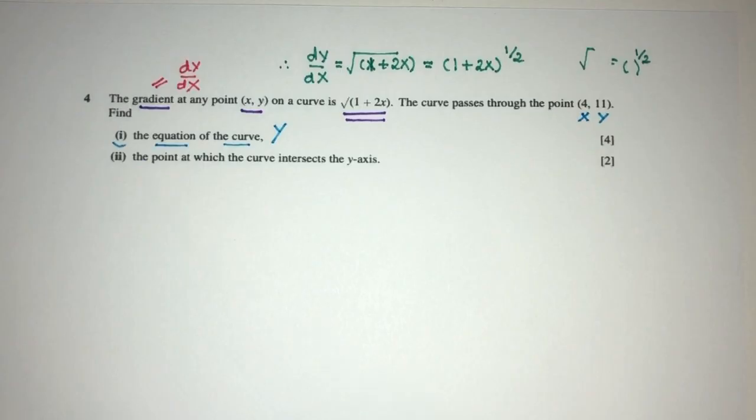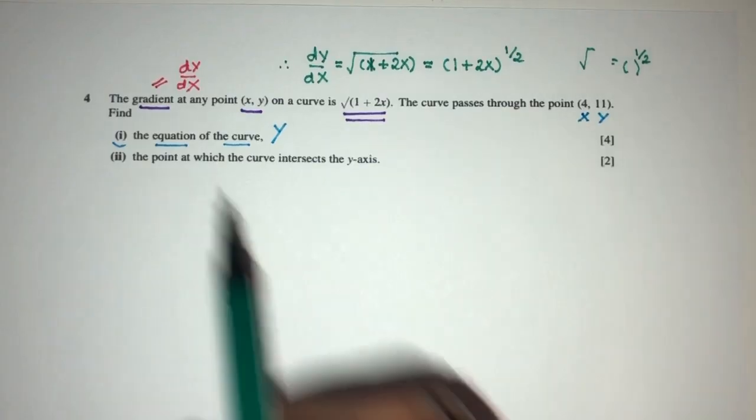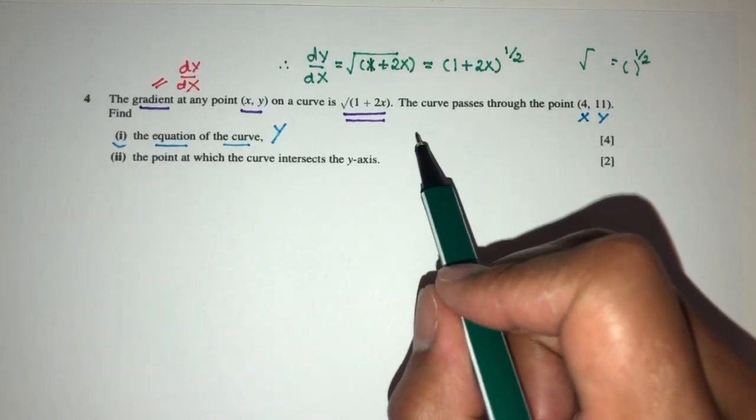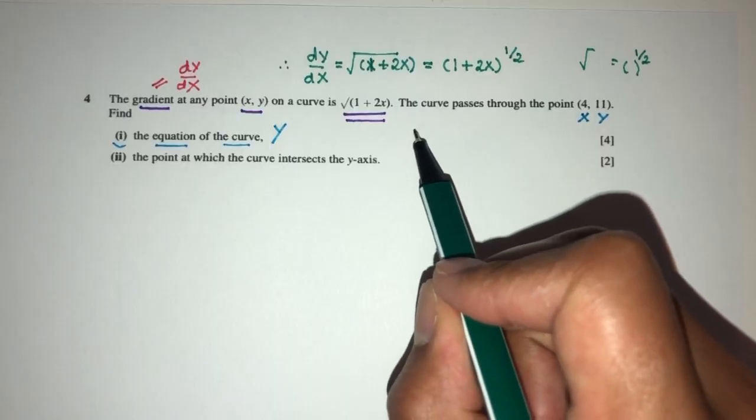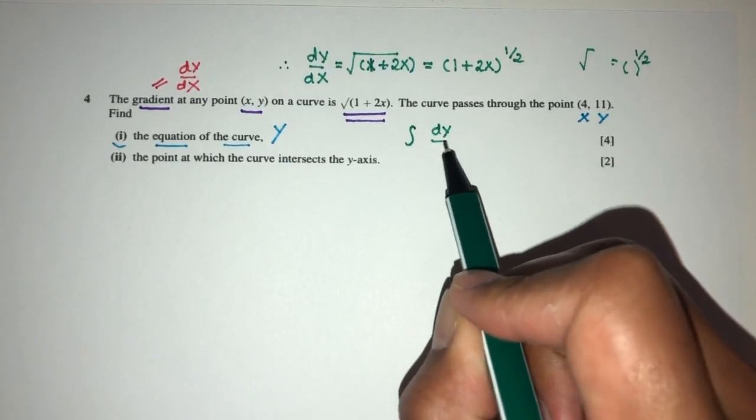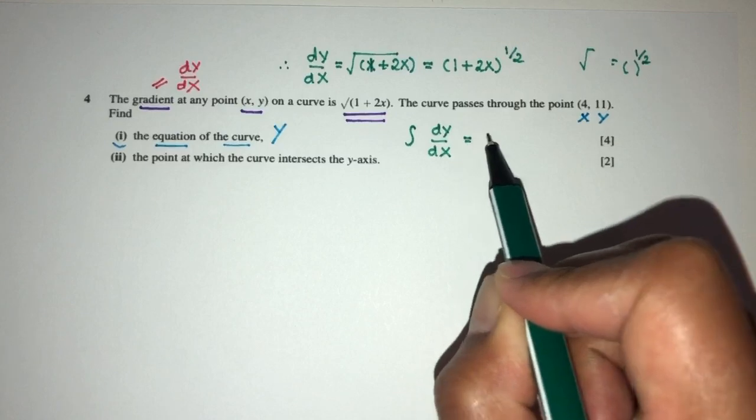Okay, now we understand that integration is a reverse process of differentiation. Because you're given dy by dx, we have to use that somewhere. So by thinking logically or by knowing some concepts, we understand that if you were to integrate dy by dx, you will have to get y back.